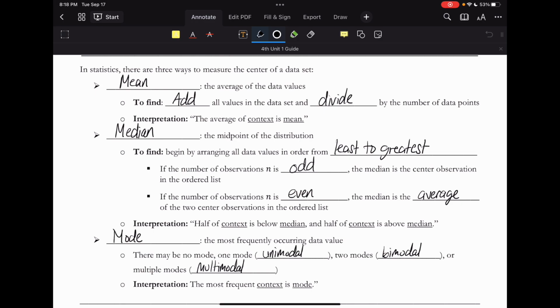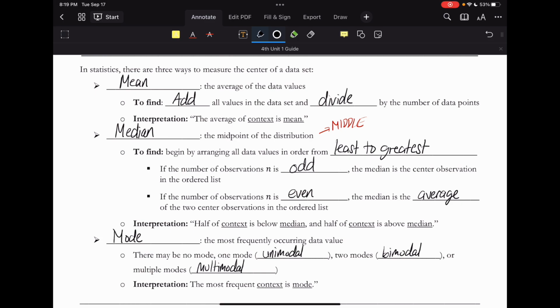The median is the midpoint of the distribution. So again, this is the exact middle, or midpoint. To find this, you're going to start by ordering all of your data points from least to greatest. If the number of observations n is odd, so for example, if you have 7 data points, the median is the exact center. If the number of observations is even, then the median is the average of the two centers. And the interpretation is that half of the data points fall below the median, half fall above it.